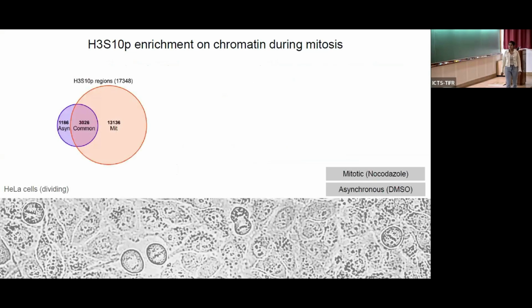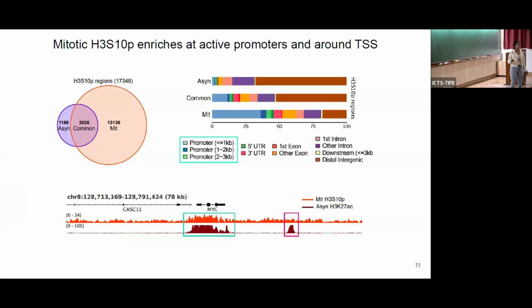For this we chose HeLa cells because there is a lot of data available that we kept mining for this study. These are cells which are mostly in interphase, and only a few cells are in mitosis. To enrich the mitotic cells, we treat them with the nocodazole drug. Then we do ChIP sequencing because we want to look at the enrichment of H3S10p on chromatin. From asynchronous to mitotic condition, there is a fourfold enrichment in H3S10p on the chromatin. And the obvious question is, where is it present?